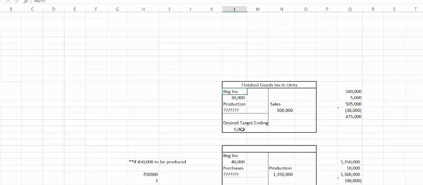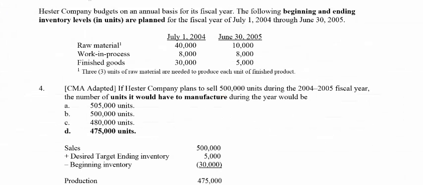So can we not plug in these numbers and work our way backwards? Absolutely. So desired target ending plus sales is the amount we got to make sure we have covered. If we subtract beginning inventory from that, then we can answer how many do we need to produce. Okay, so that's what it looks like in T account formula. Here's what it looks like if you wanted to do it mathematically, or you can lay it out vertically like that formula sheet that I showed you in one of the earlier lecture videos.